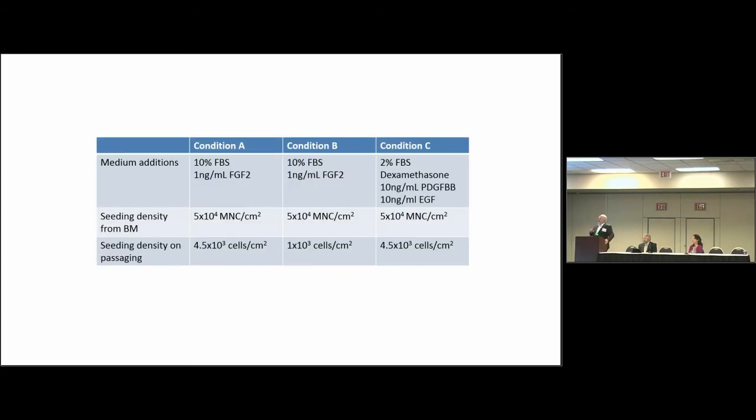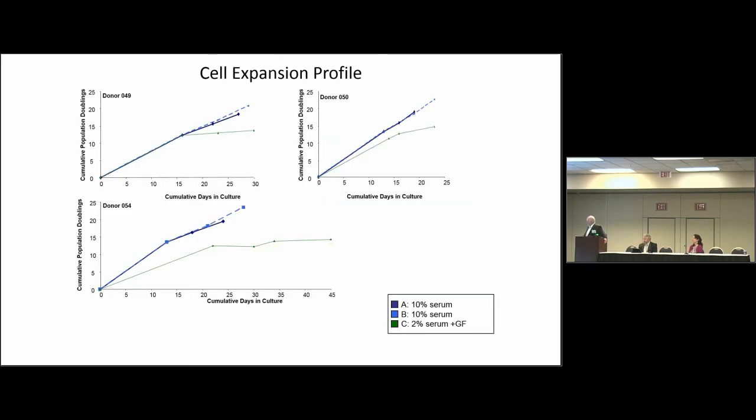So we grew the cells, or the different labs that were involved in this exercise grew the cells under different conditions. Condition A was where the cells were grown in 10% serum, but with a relatively high plating density. Condition B, where the cells were also grown in 10% serum, but with a lower plating density. And then condition C, where the cells were grown in a lower serum concentration and with the addition of growth factors. What we observed was that 2 sets of conditions were very good in terms of growth kinetics. When we looked at the growth kinetics under each of these conditions, conditions A and B were very good, but condition C was poor. So this suggested to us that the cells grown under condition C were of lesser quality than the cells grown under conditions A and B.